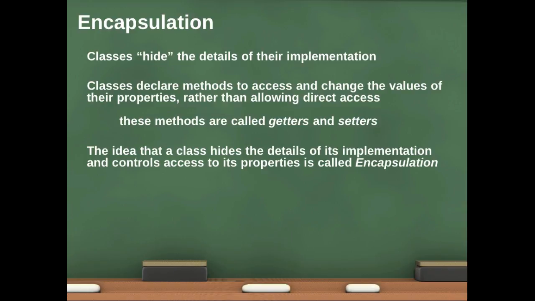One way that they do this, the primary way they do this, is that they will declare methods to access and change the values of their properties, rather than allowing people to directly access those properties. And this is good. The methods that we're talking about here are called getters and setters. We use getters to access the value of a property, to get it, and we use setters to set the value of a property. So this idea that a class hides the details of its implementation and it controls access to its properties, this whole idea is called encapsulation.